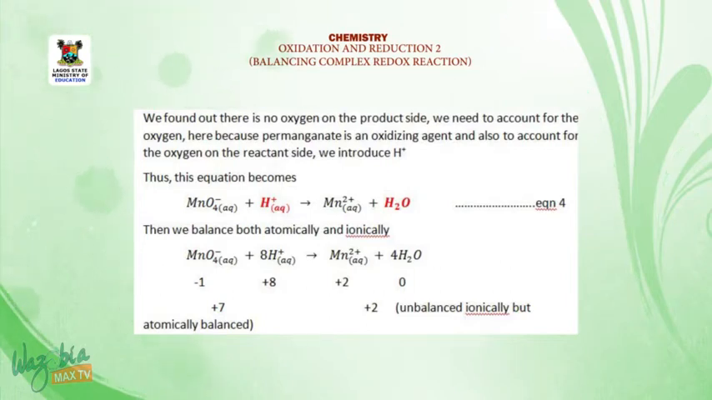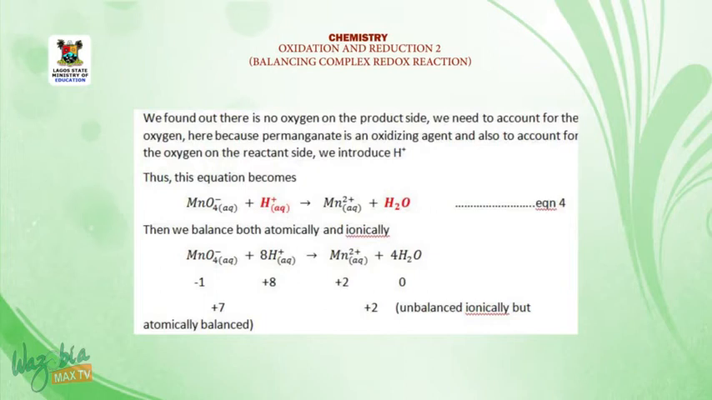Then we balance both atomically and ionically. Therefore, we are now going to have MnO4- plus 8 moles of H+ to give us 1 mole of Mn2+ plus 4 moles of water. And so when you consider the oxidation number on the reactant side, the net charge there will be plus 7. Why? Because MnO4- is minus 1 and 8 hydrogen ions is plus 8. So minus 1 plus 8 will give us plus 7.